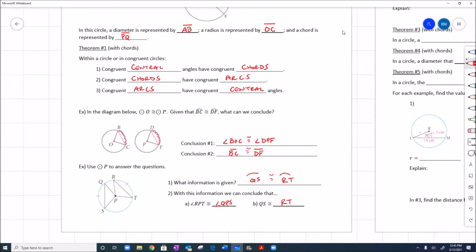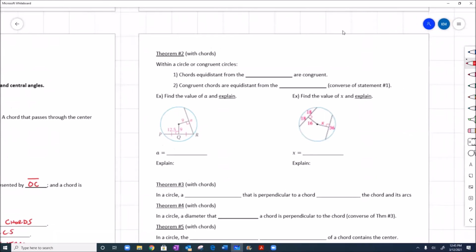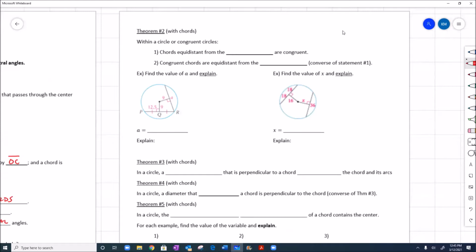All right, let's look at the next theorem here. Theorem 2 with chords. Within a circle or congruent circles, chords that are equidistant from the center are congruent. And then congruent chords are equidistant from the center. Okay, it's just the converse of the first statement.